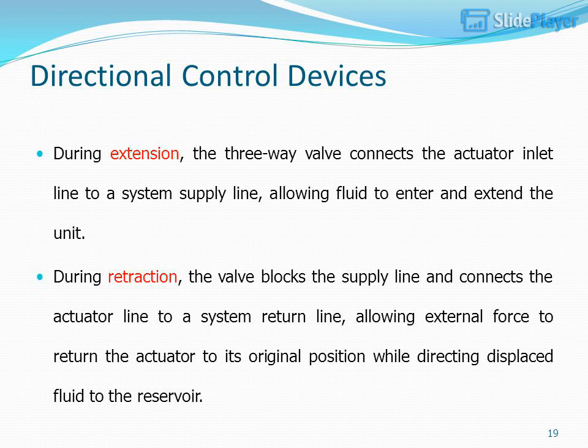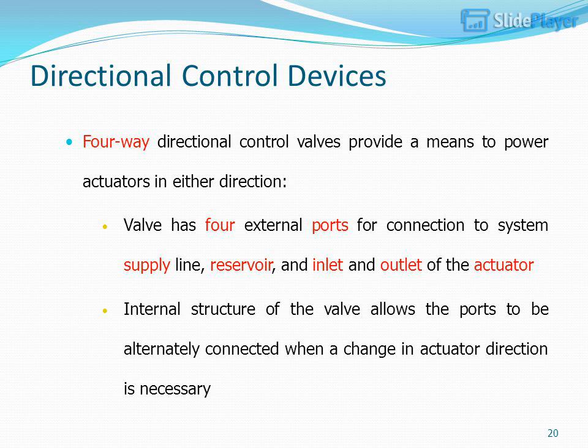During extension, the three-way valve connects the actuator inlet line to a system supply line, allowing fluid to enter and extend the unit. During retraction, the valve blocks the supply line and connects the actuator line to a system return line, allowing external force to return the actuator to its original position while directing displaced fluid to the reservoir.